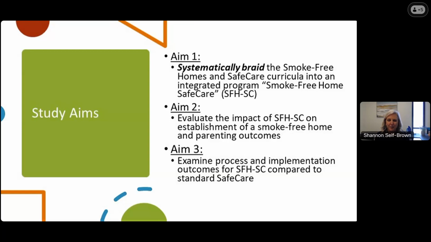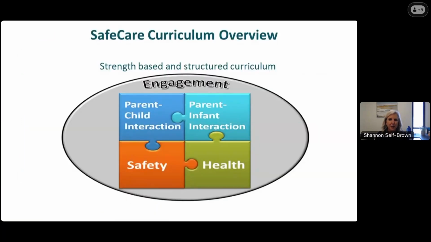And last, our aim 3 focuses on process and implementation outcomes for the Smoke-Free Home Safe Care intervention as compared to our standard Safe Care and ongoing implementations. Next slide. So to just give you a little bit of context, I'm going to briefly go over the Safe Care intervention and the Smoke-Free Homes intervention.